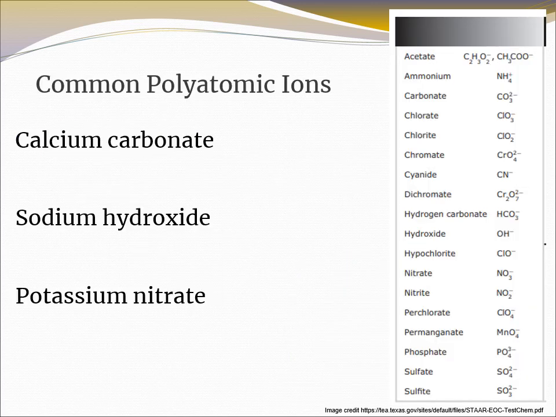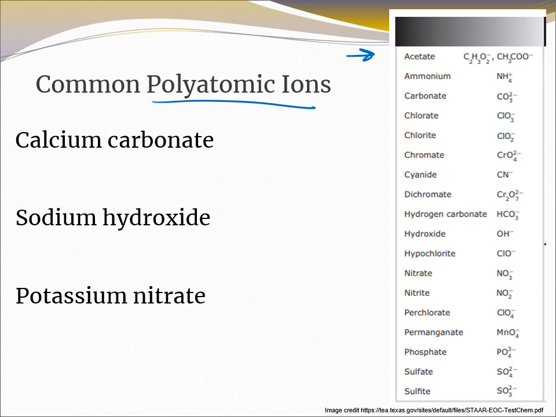Let's look at some compounds that have polyatomic ions. You do not need to memorize the names of these guys. Instead, you're going to find your handy-dandy periodic table. There's a list of common polyatomic ions on your reference materials. If you don't have those handy, pause the video, go grab them, and come on back. We're going to look at how to name these guys.